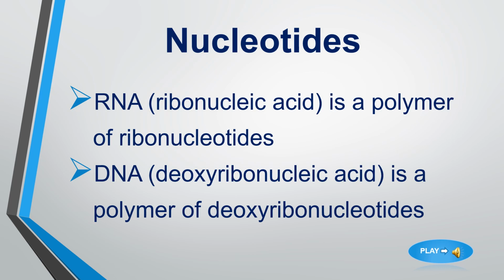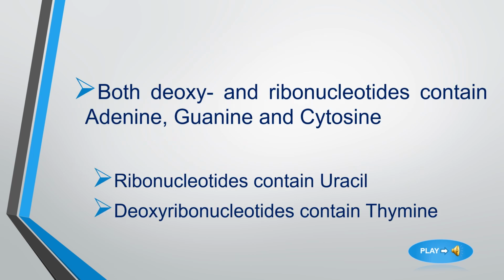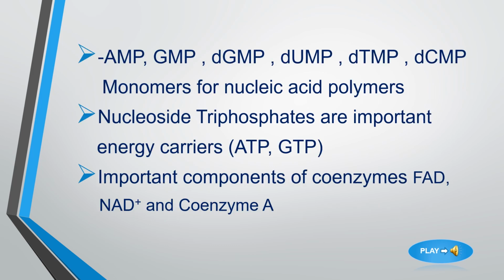Nucleotides: RNA, ribonucleic acid, is a polymer of ribonucleotides, and DNA, deoxyribonucleic acid, is a polymer of deoxyribonucleotides. Uracil is present only in ribonucleotides, that means uracil is present only in RNA, and thymine is present only in DNA. Nucleic acid polymer examples are adenosine monophosphate, guanosine monophosphate, deoxyguanosine monophosphate, deoxyuridine monophosphate, deoxythymidine monophosphate, and deoxycytosine monophosphate.